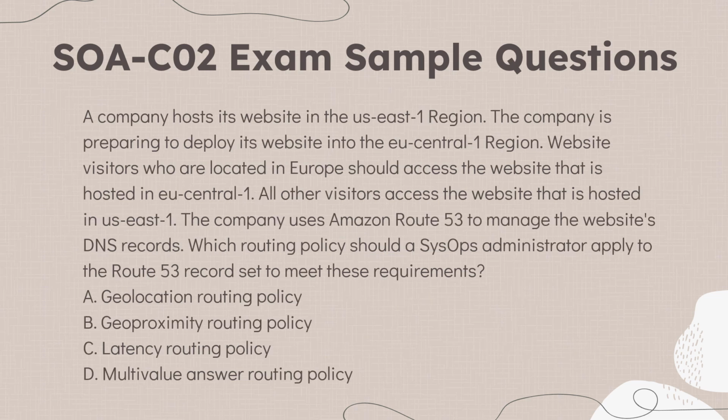A company hosts its website in the us-east-1 region. The company is preparing to deploy its website into the eu-central-1 region. Website visitors who are located in Europe should access the website that is hosted in eu-central-1. All other visitors access the website that is hosted in us-east-1. The company uses Amazon Route 53 to manage the website's DNS records. Which routing policy should a SysOps administrator apply to the Route 53 records set to meet these requirements?